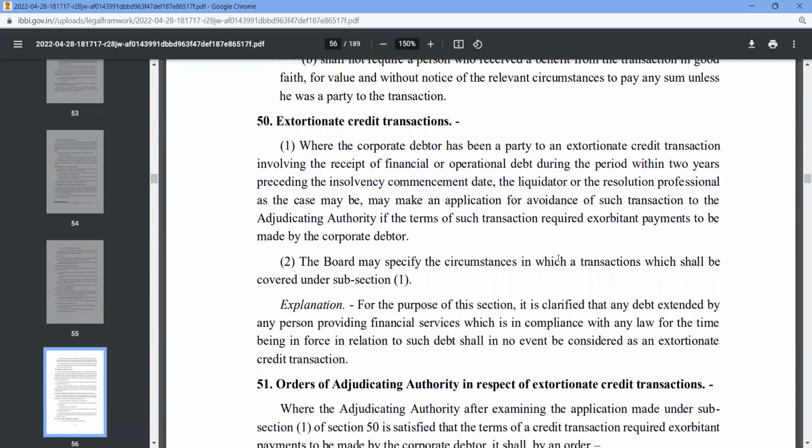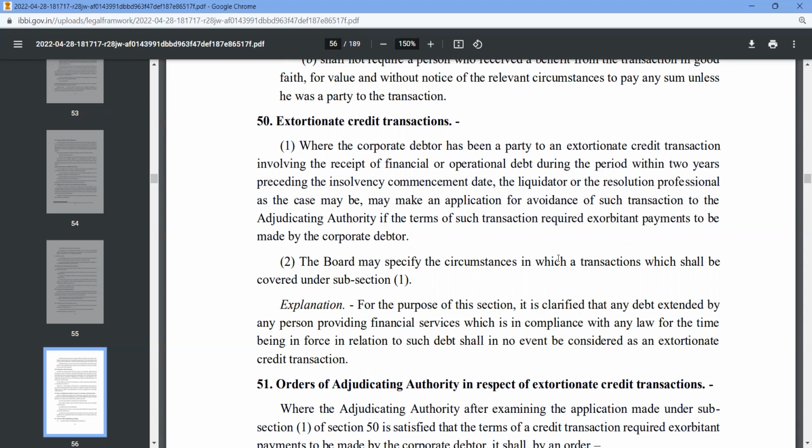Okay? Extortionate credit transaction. You are interested in a particular party. You take premises on rent from someone whom you are close to, and you say, I will pay you 20 lakh rupees per month as lease rent. The property is worth 5 lakhs only per month rent. So you are taking the money of the corporate debtor out of the company through this transaction. So such type of transactions are extortionate credit transactions.